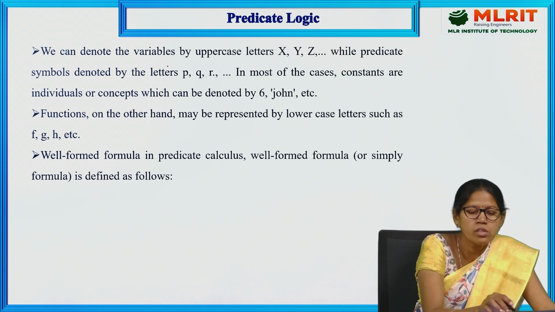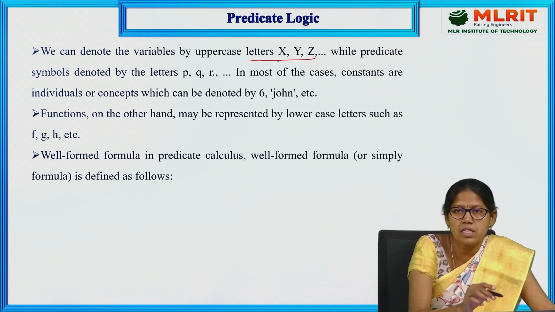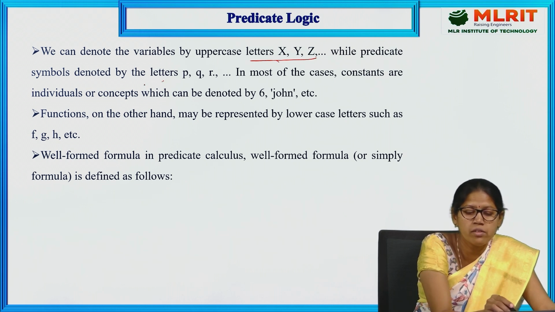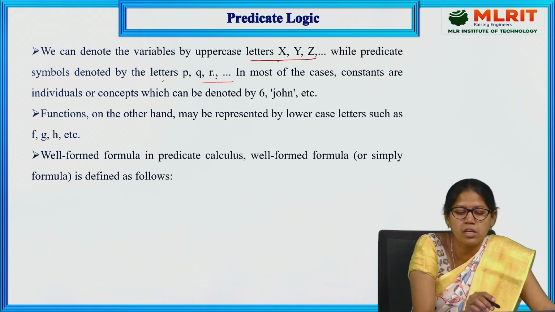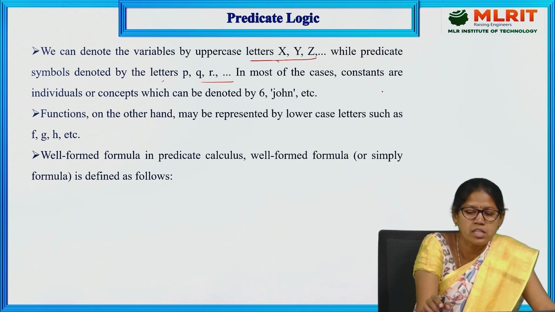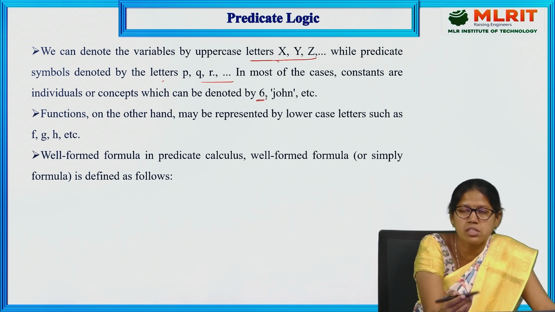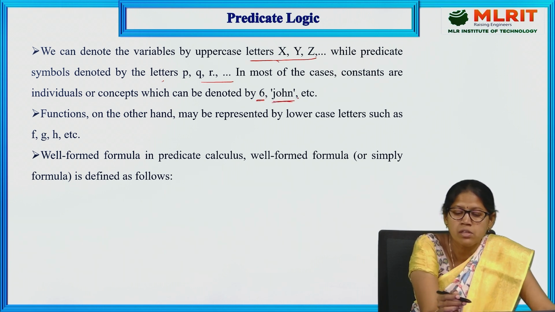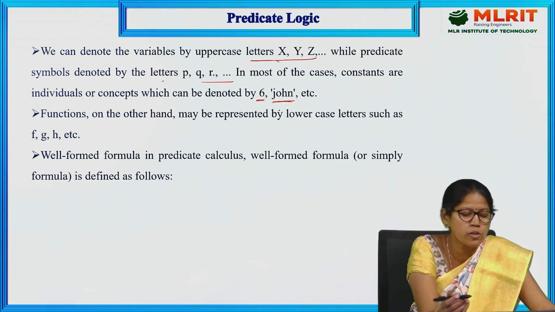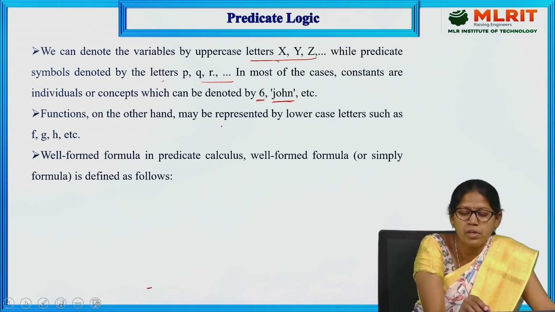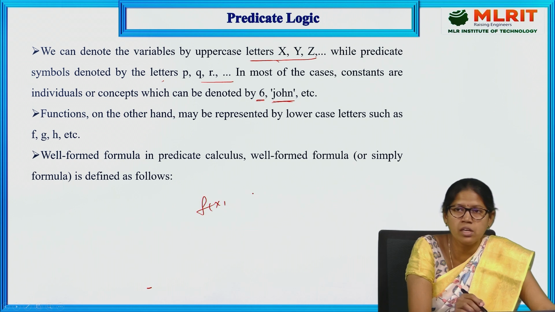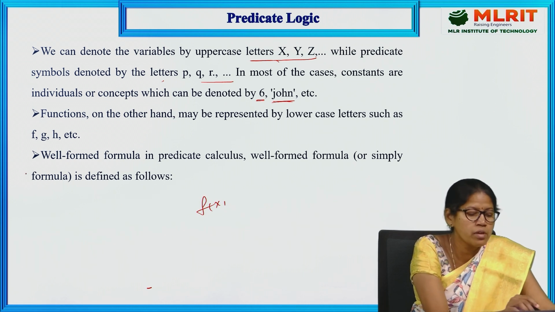We can denote the variables by uppercase letters, and the functions or predicate values are represented with lowercase letters. Let's see the example. The constants are represented with 6, 10, like that, and the variables are represented with John. John is an actual value. Functions, on the other hand, may be represented by lowercase letters such as f of x, g of x, like that. We can define the functions.